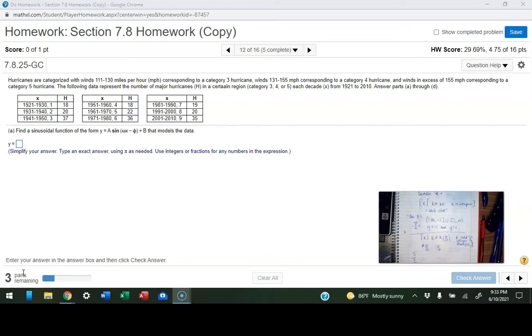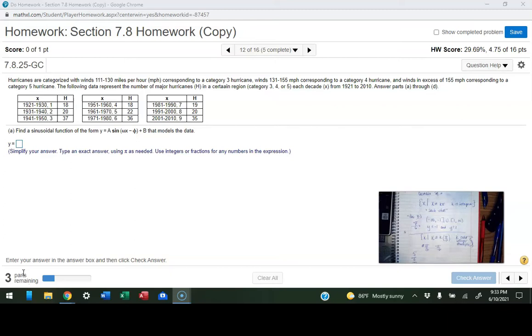Hurricanes are categorized with winds of 111 to 130 miles per hour, corresponding to a category 3. 131 to 155 is category 4, and in excess of 155 is a category 5. The following data represent the number of major hurricanes, H, in a certain region. Oh look, there's a spelling error. It's going to designate only the hurricanes that reach 3, 4, or 5, so it's not going to count a category 1 or 2, on each decade X from 1921 to 2010. Answer parts A through D.